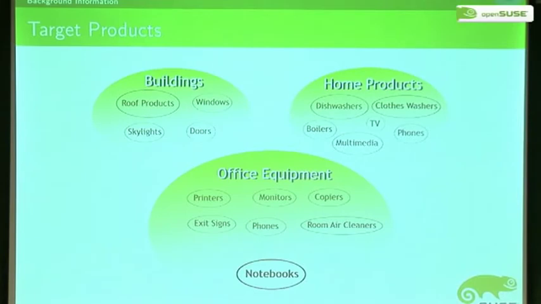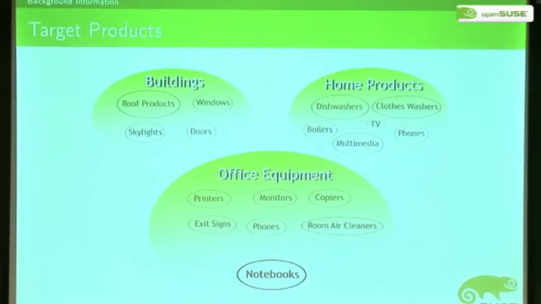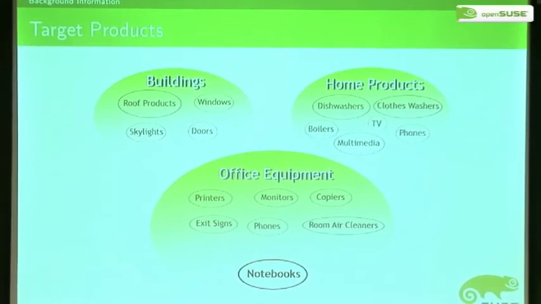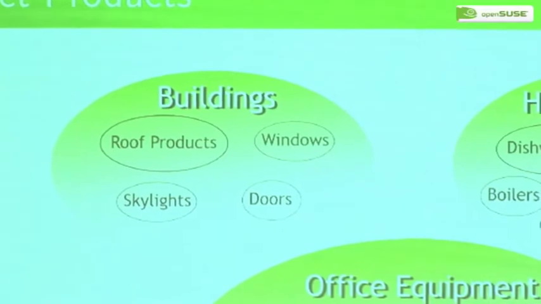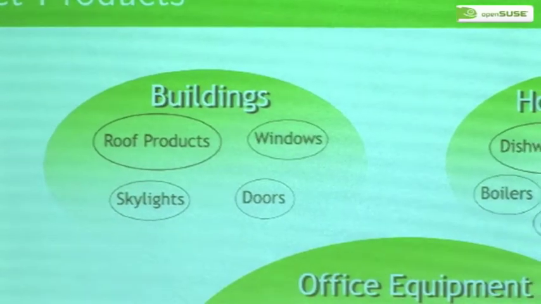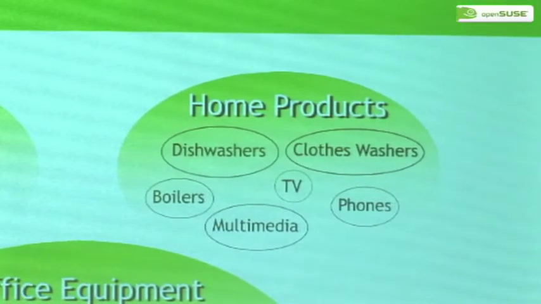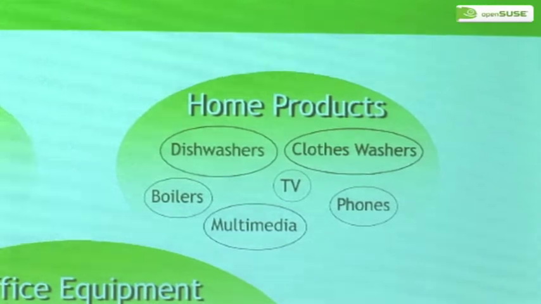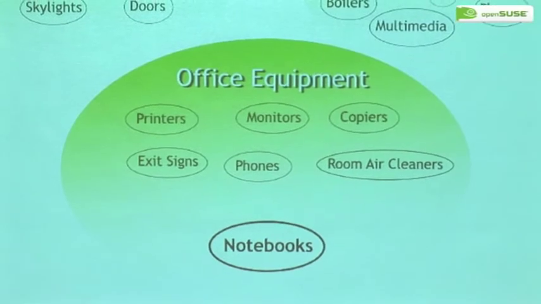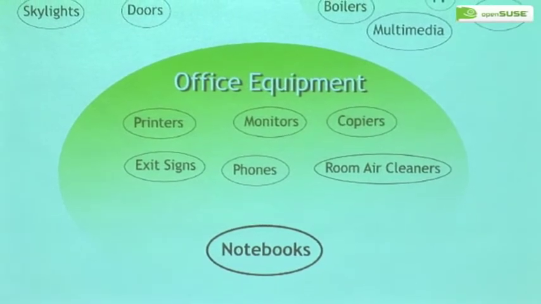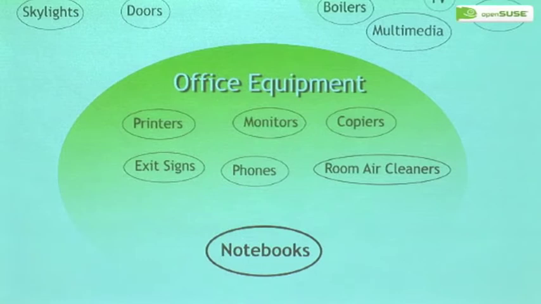So you might wonder what products can actually be Energy Star labeled. There's a lot more than just computer products. There are also roofs, windows, things like that, or even dishwashers, clothes washers, boilers, and a lot more. And of course, there's the office equipment, like printers, monitors, even exit signs, and of course, notebooks or computers, and this will be the focus of the presentation.